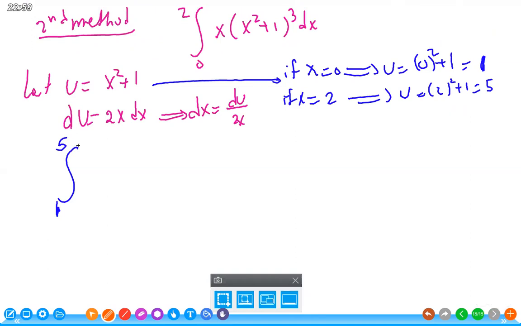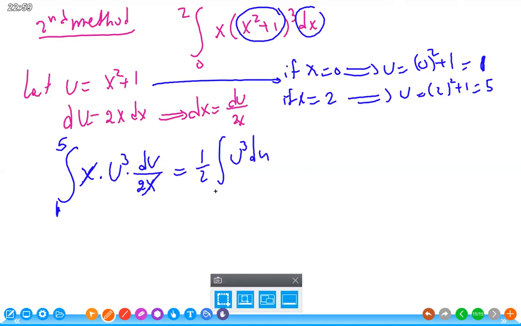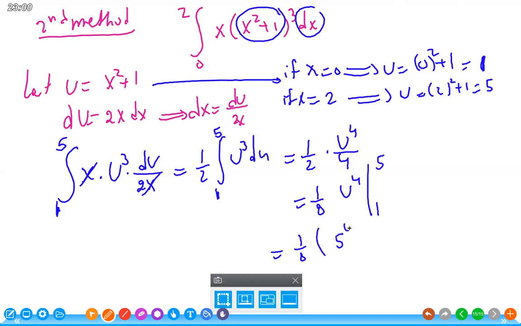Now, 1 to 5, substitute: this is u, and here du over 2x. So x, u cubed, du over 2x. Cancel x with x. 1 over 2, u cubed du, and I have the boundary with respect to u. 1 over 2, integrate u to the 4 over 4. It means 1 over 8 u to the 4, then we apply the fundamental theorem. Here we can substitute with respect to u: 5 to the power 4 minus 1 to the power 4. It's easy for calculation here, the second method. The final answer will be exactly the same, 78.